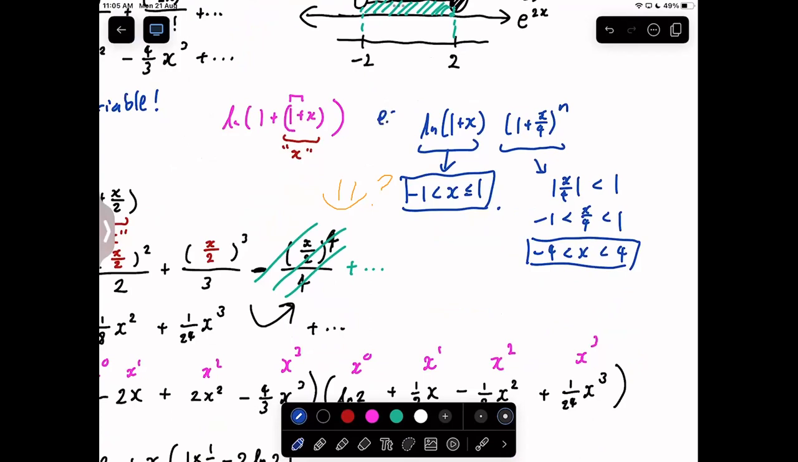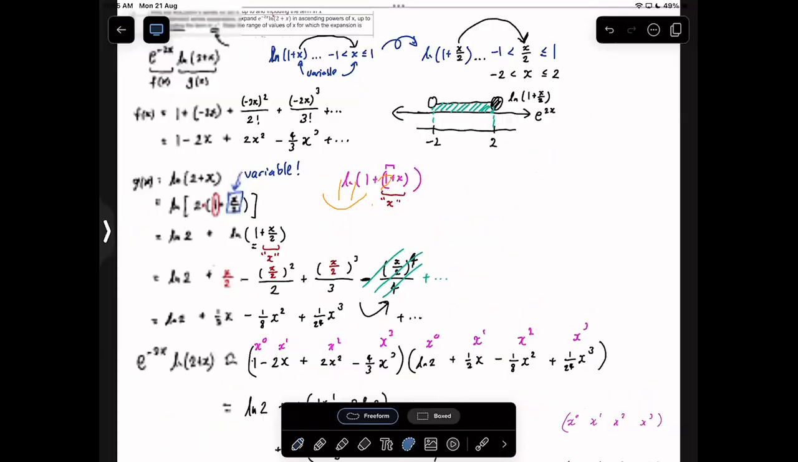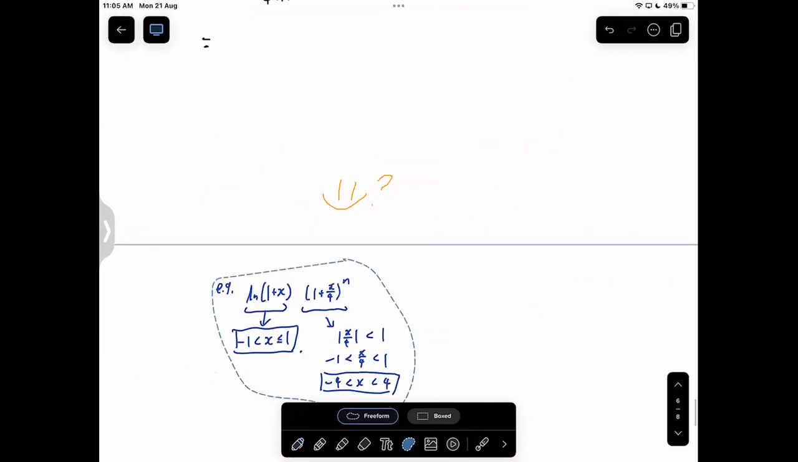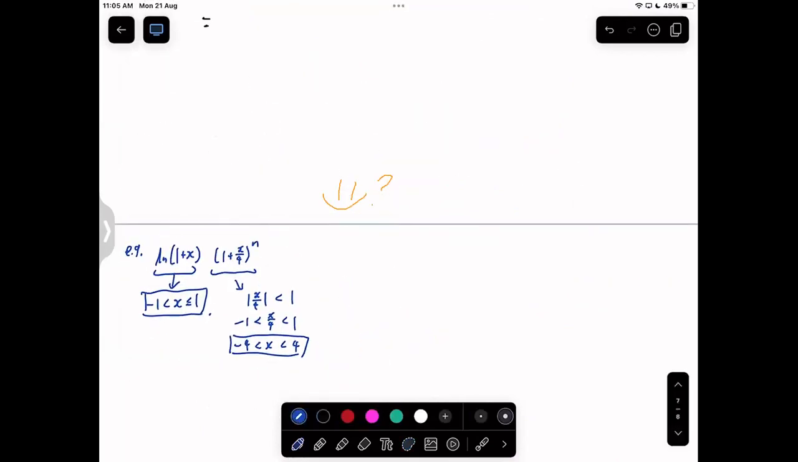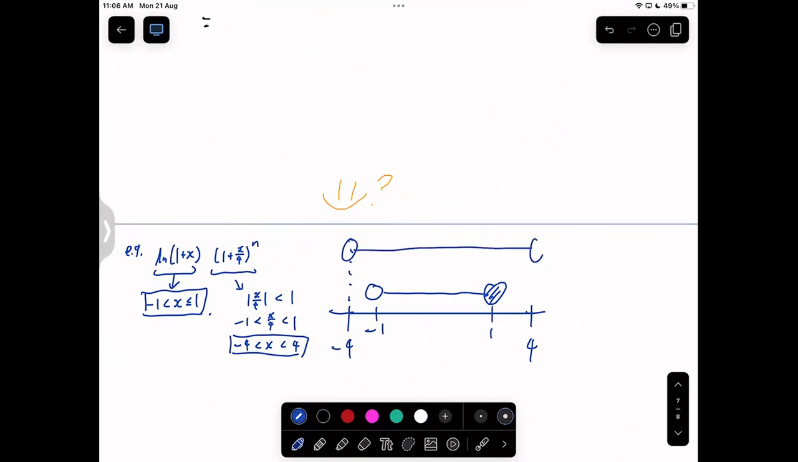This is another example. Maybe I should start a new page. Then in that case, you also have to draw a number line. The first domain is from -1 to +1, so empty circle here, solid circle there. The next domain is -4 to +4. Then that means you'll have an empty circle here, empty circle there. Where's the overlap?